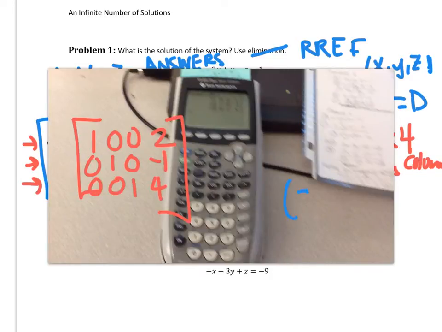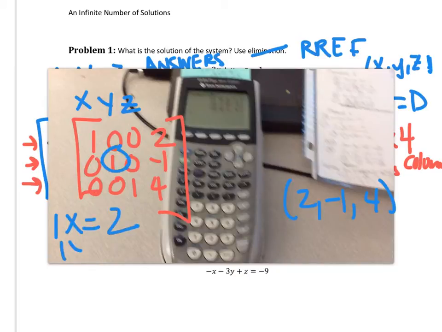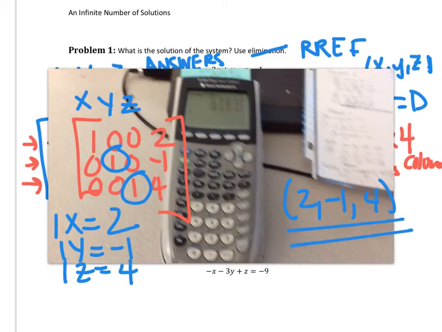Our ordered triple is 2, -1, 4, because remember, this is x, y, and z. So it's saying 1x equals 2, 1y equals -1, and 1z equals 4. So the ordered triple 2, -1, 4 is the solution to that system of equations, and you can literally plug that ordered triple back into each equation and it would work for all of them.